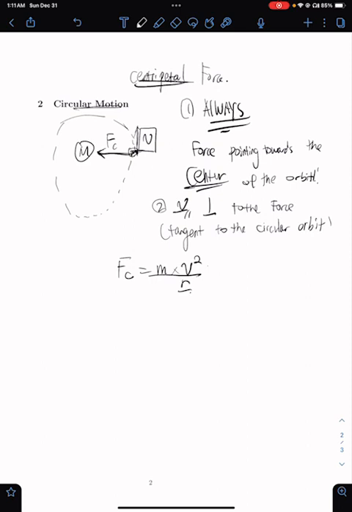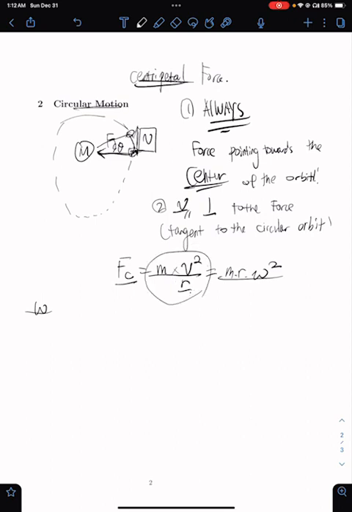Because it's a circular orbit, there's also something called angular velocity, omega, which denotes how much this thing spins in angles and degrees per second. The unit is radians per second, and so the centripetal force can also be noted as m times r times omega squared instead of the equation that you see here.